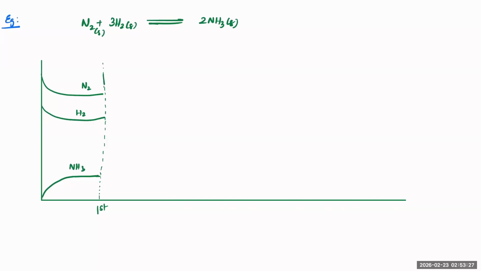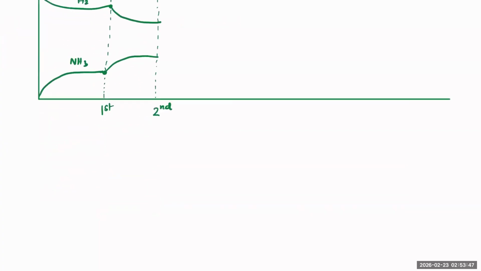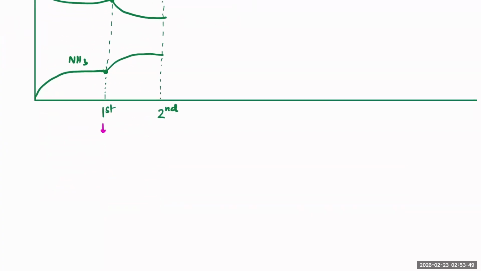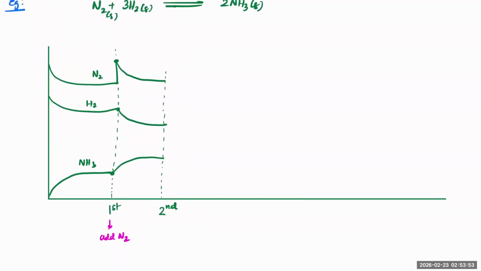You will start writing like this. You show that nitrogen concentration is increased. From here, it is decreasing again. Hydrogen was not added, so directly you show decrease here. Ammonia was not added, again you will show like this. So that means here we reach the new equilibrium. This is the second equilibrium, correct? So in the first case, what did we do, everybody? We added N2 gas, okay?